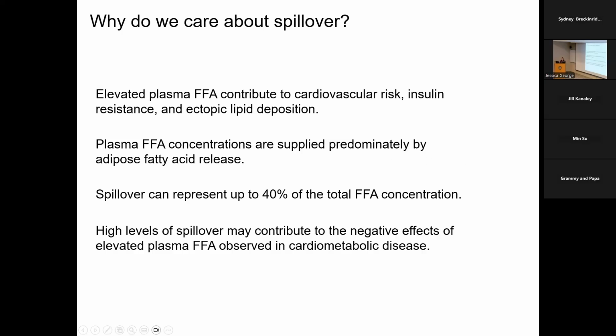Oftentimes when I read about fatty liver, it is said to be due to adipose insulin resistance, but the problem with this is that many of these studies are done in the fasting state, when most of the fatty acids are coming from adipose. However, we are rarely in the fasting state, and I hypothesize that ectopic lipid can come from spillover in the fed state.